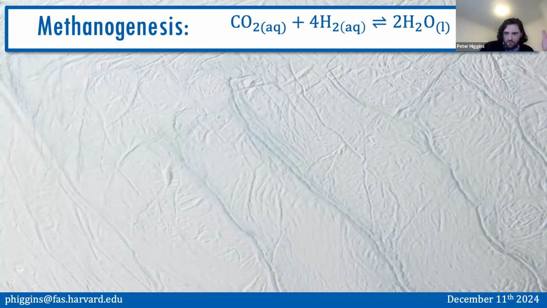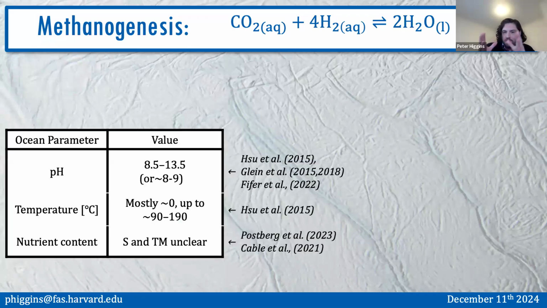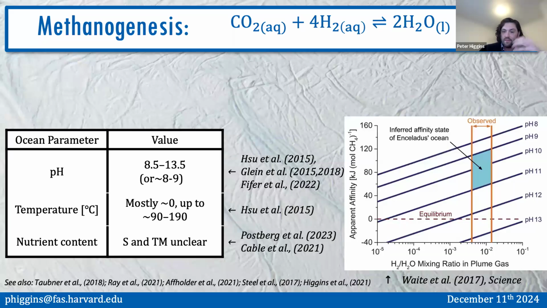Now, as models of the ocean have matured and slowly become better constrained, we've started to better understand the ocean composition, its pH, and its temperature, which is mostly pretty cold with possible hotspots below the seafloor. Nutrient availability does continue to be a bit of an open question, so for this example, we're going to leave it out for now. But what this means is that with some uncertainty, it has been possible to estimate the free energy available from this metabolism in Enceladus' bulk ocean.